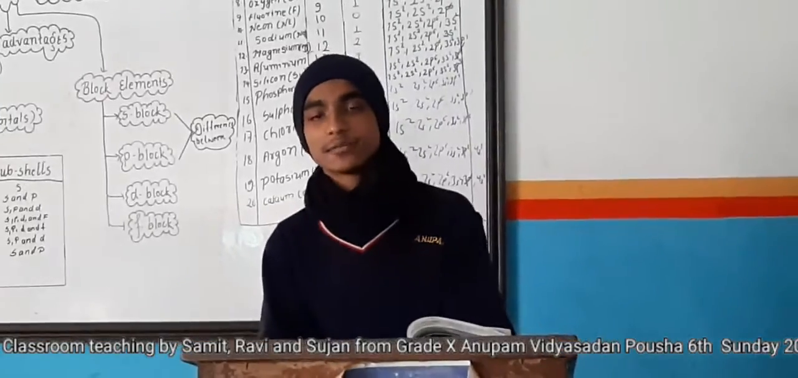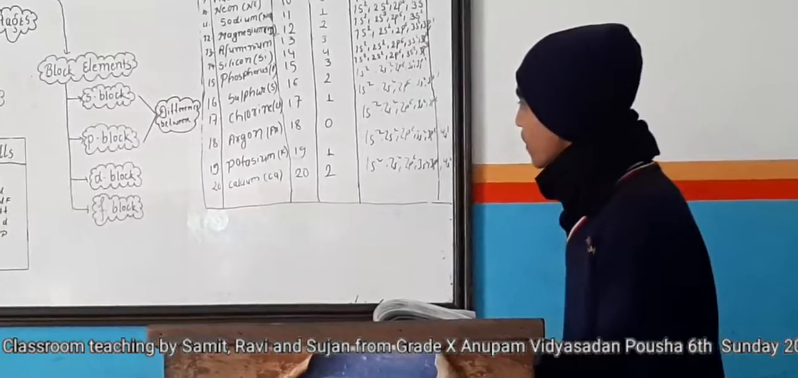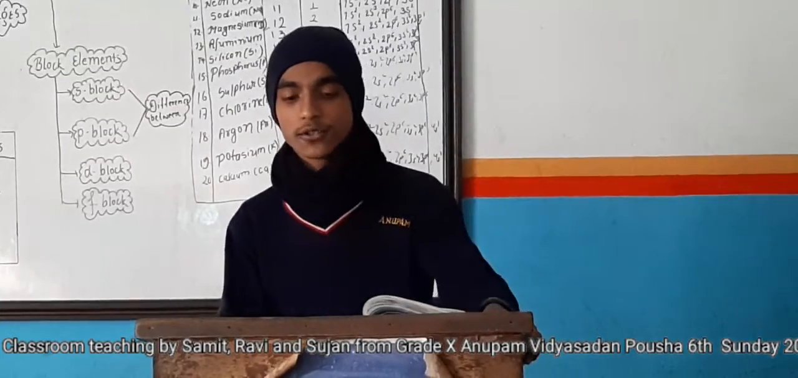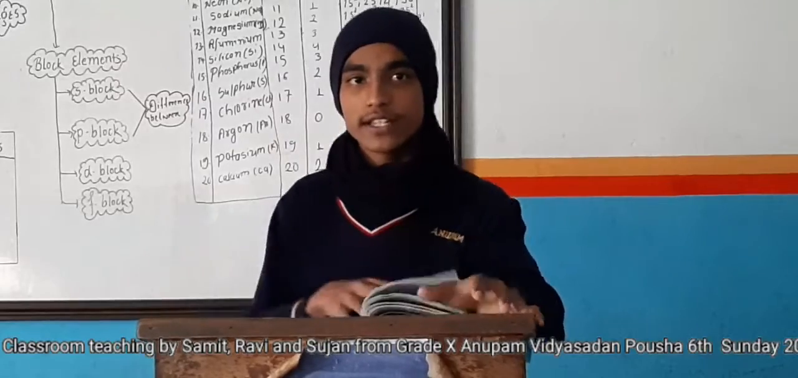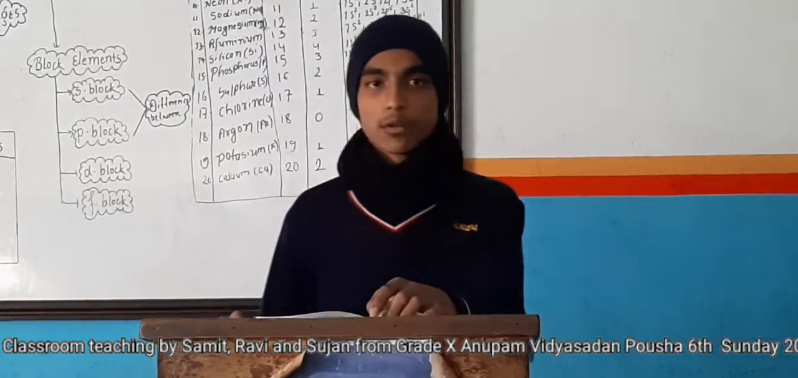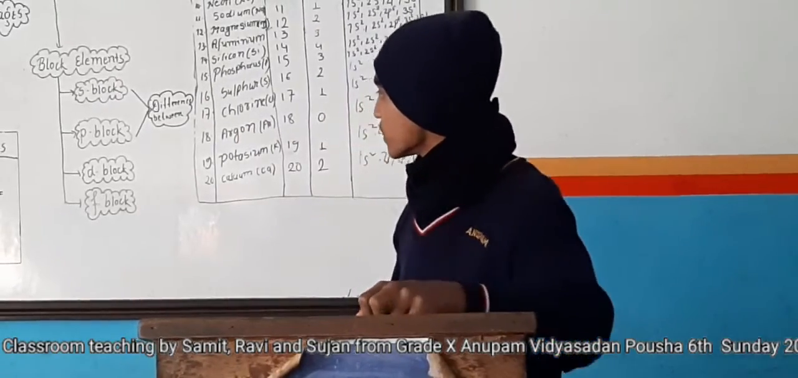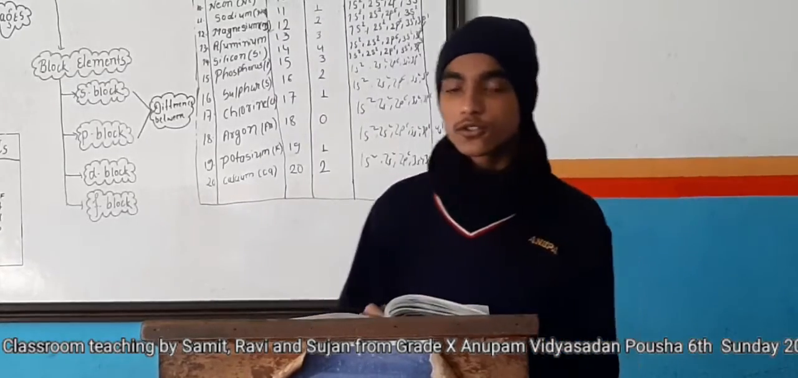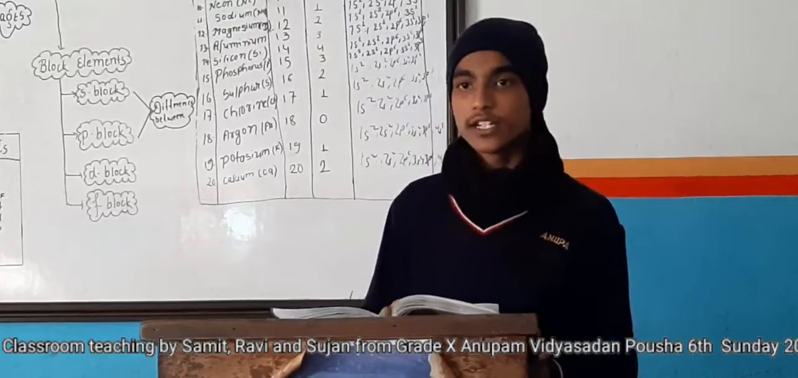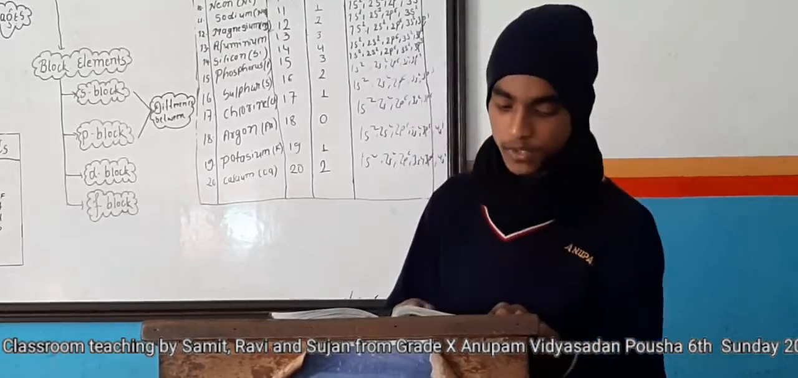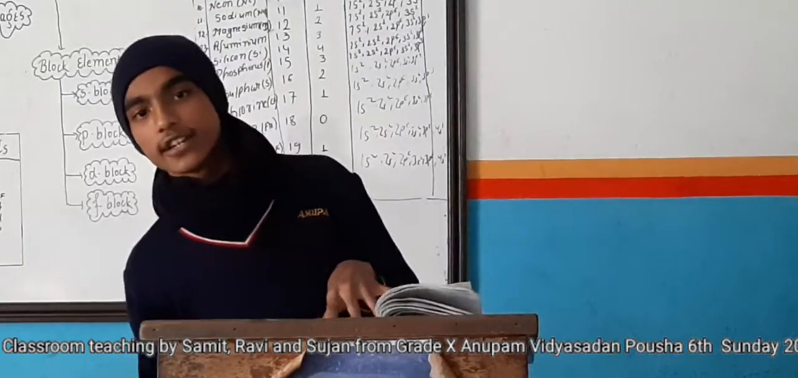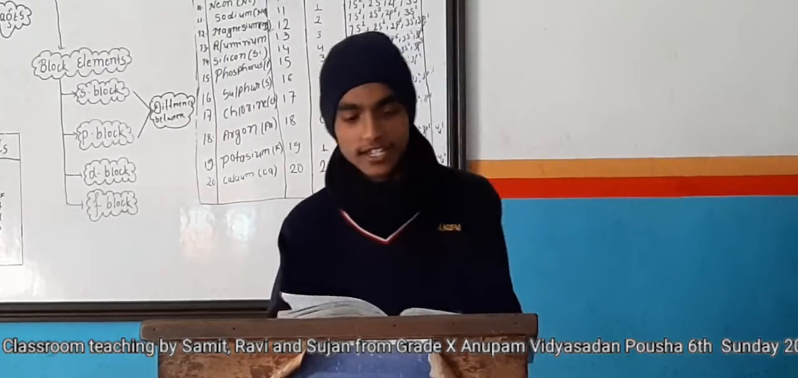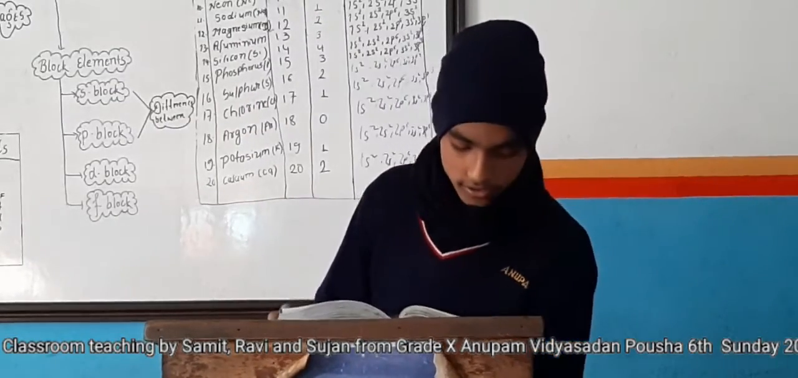Good afternoon to all. Now I'm going to explain about the shell. The region around the nucleus where the probability of finding electrons is maximum is called a shell. This is known as an orbital also. The atom having 2 electrons in its valence shell is called a duplet, for example helium. The atom which contains 8 electrons in its valence shell is called an octet, for example neon and argon.